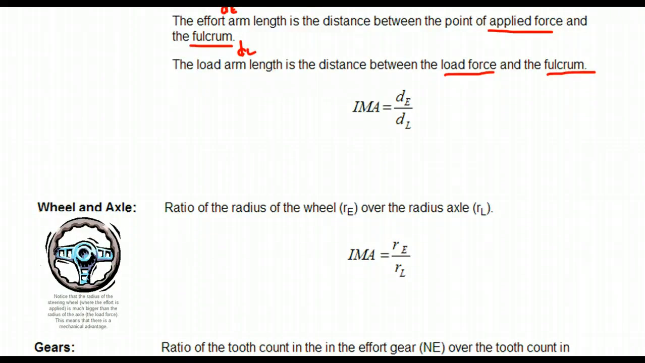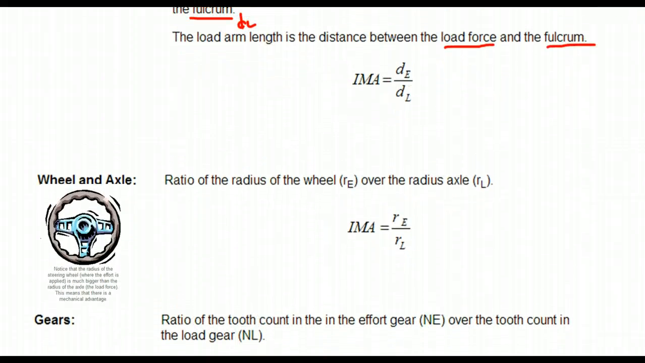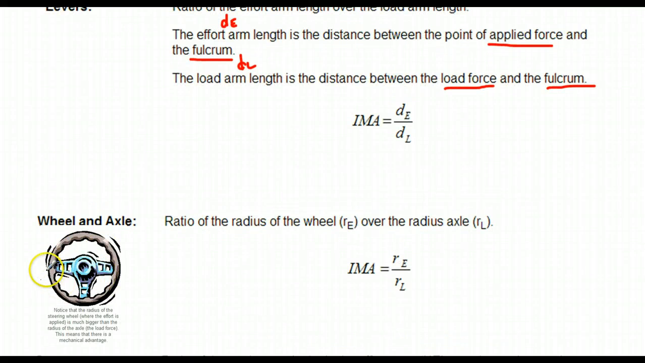Now, what happens if we had a wheel and an axle? Okay, a wheel, if you picture the radius of a steering wheel in a car, where the effort is applied, so we apply our effort here on this wheel, it's much bigger than the radius of the axle. So the axle on a car, which is taking the load force, it means that there's a mechanical advantage. So the effort applied is much bigger than the radius of the axle itself. And so when it's a wheel and axle, we take the ratio of the radius of the wheel over the radius of the axle. So wheel over axle. And we're talking about radius here.